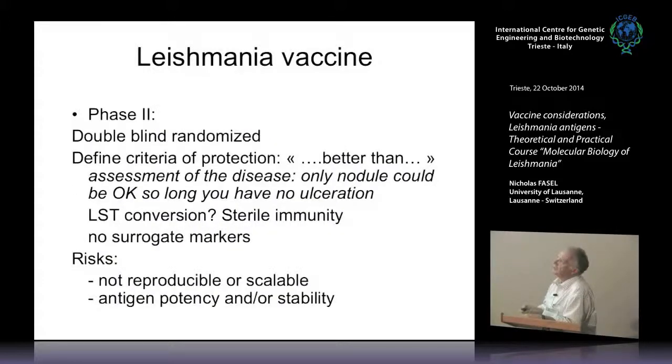Then you can go for a phase 2, which is a double-blind randomized. And probably the best way, since already some antigens do exist, I think if you can have an antigen in a specific formulation, you could use it as a benchmark and say better than. So you could use something which is known and compare to what was tested already. Again, with the same risk, not reproducible or scalable, and antigen potency and stability.